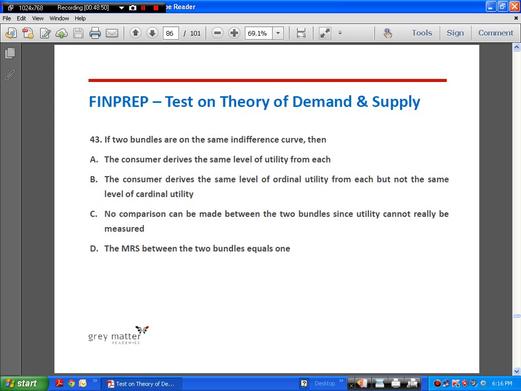Along an indifference curve, the consumer is indifferent between any points along the same indifference curve. Or in other words, any point on the indifference curve yields the same level of satisfaction or utility. So any two bundles on the same indifference curve will yield the same level of utility. The right answer is option A. The consumer derives the same level of utility from each.